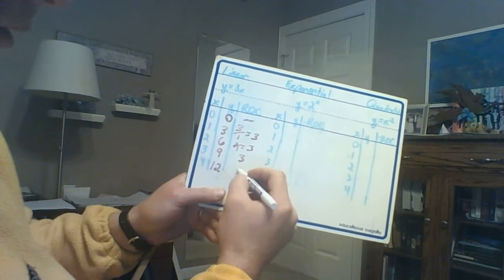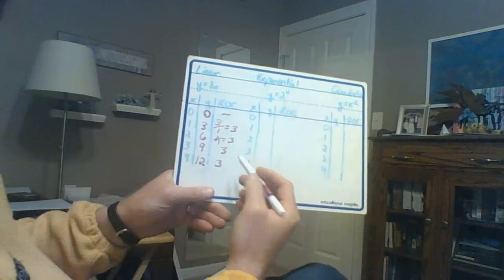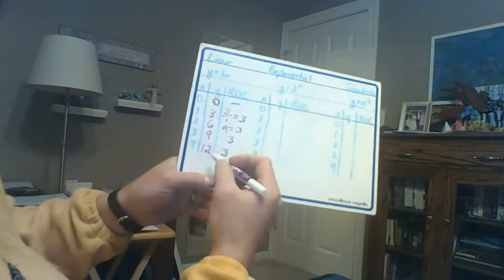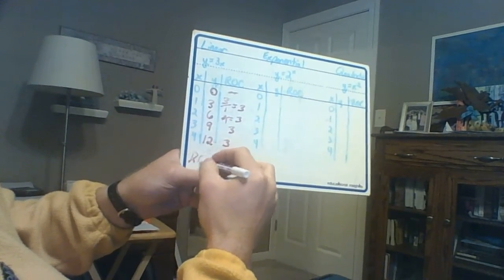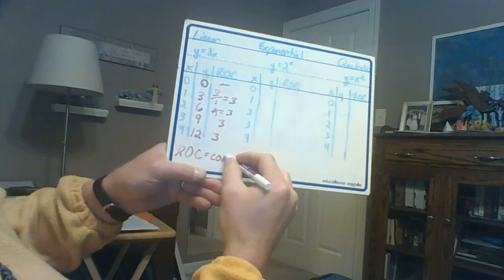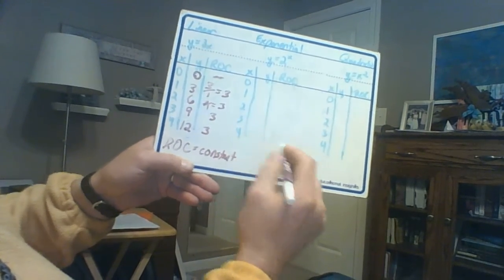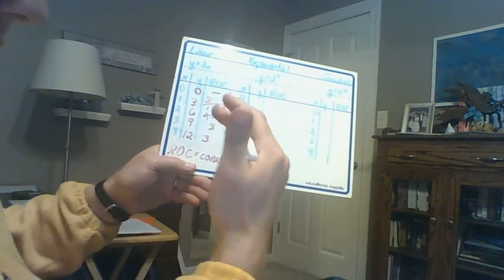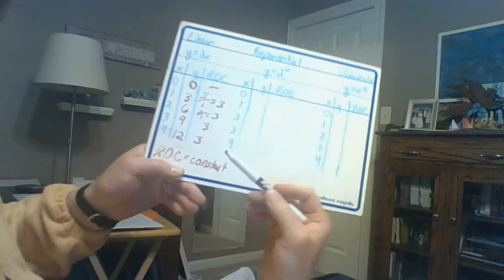We get 3. Okay? So notice the rate of change of a linear function is constant. Rate of change equals constant. So with the line, that slope, that rate of change never changes throughout your whole function. It's always a constant rate of change.